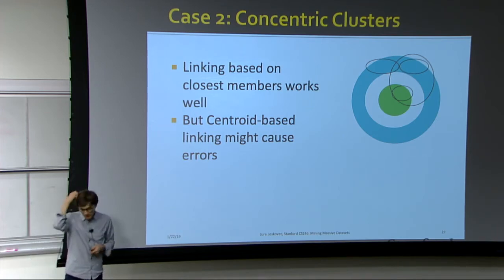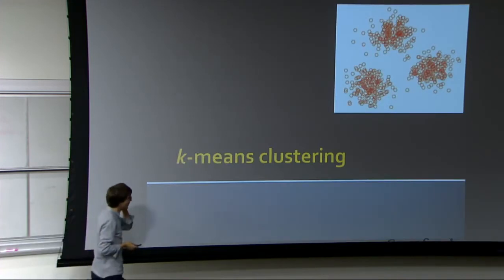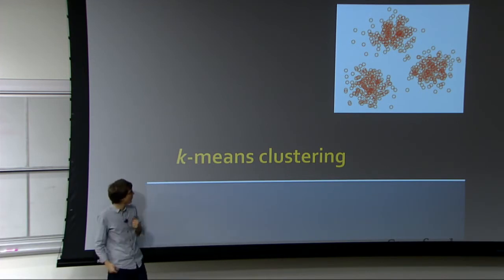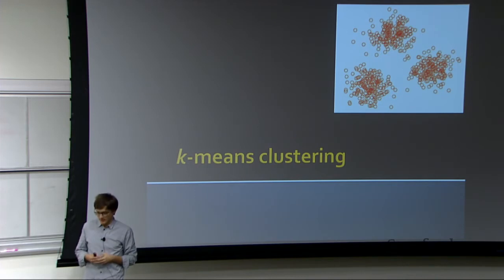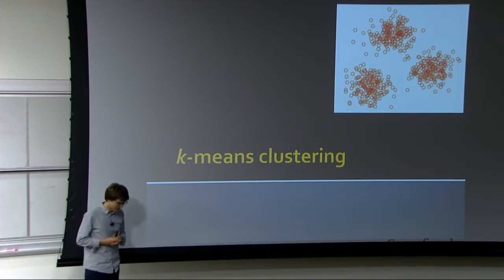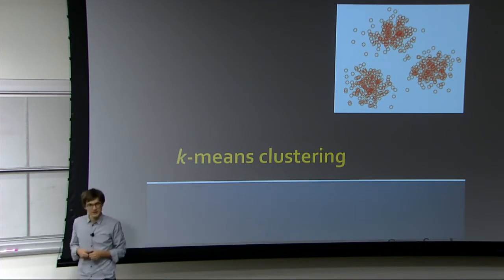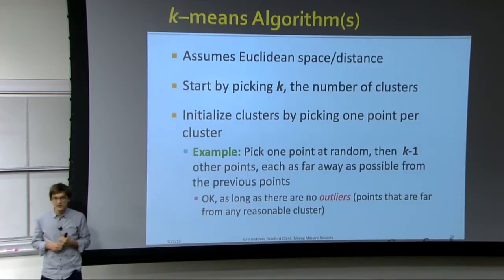Now we are going to move to what are called point assignment methods. Basically the method that is most well known from this class of methods is called k-means, or sometimes k-means plus plus. I'll tell you the better version of k-means, which is called k-means plus plus. Okay? So how does k-means work?